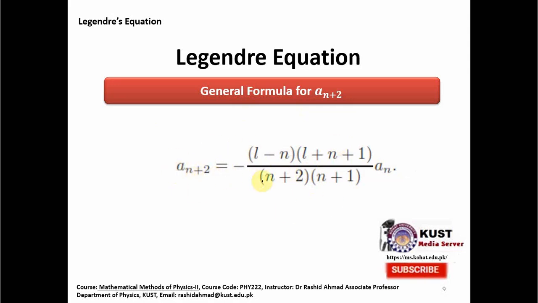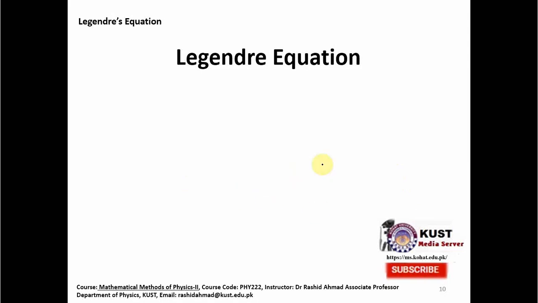This is our general formula, and it actually contains all other formulas. If we put the value of n equal to, let's say, 0, then we will get a2, and this will be in terms of a0. We know already what a0 is. If we put n equal to 1, we will get a3, and then a4 and so on. So all the coefficients we have derived are actually contained inside this general term.